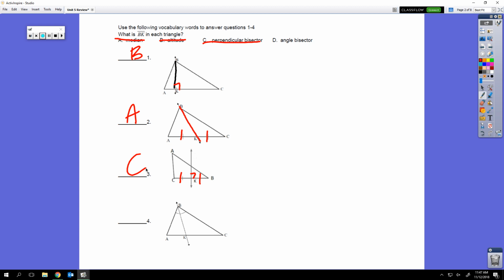And then number 4, you can see these little humps are showing you those 2 pieces are equal. That means that angle is being bisected. So that's an angle bisector.